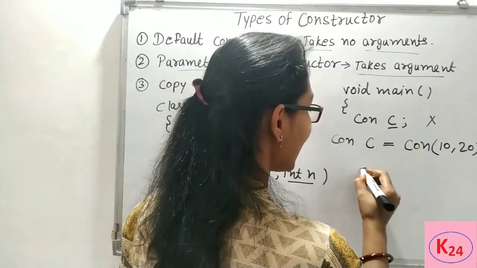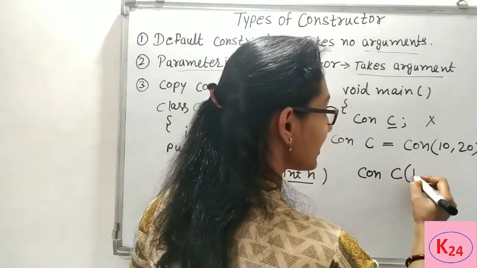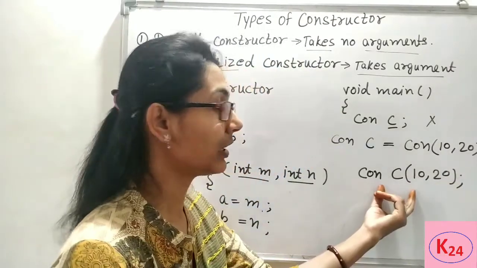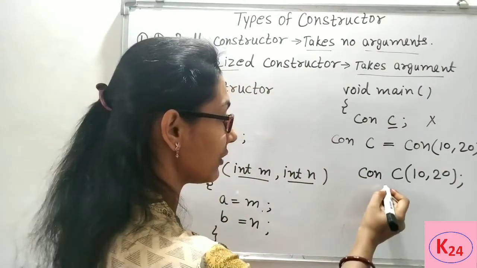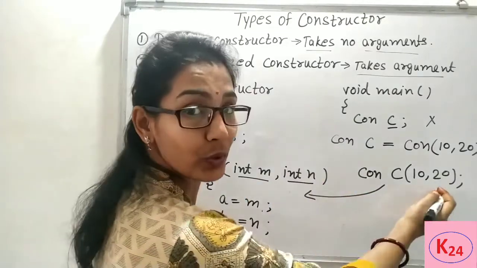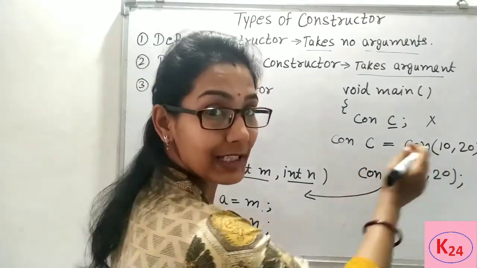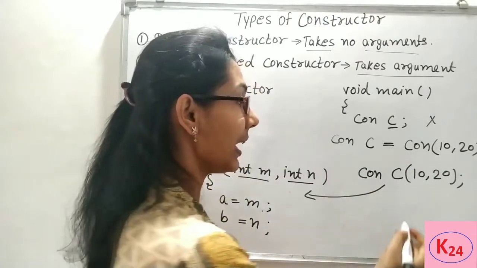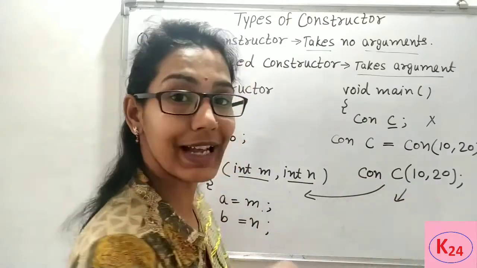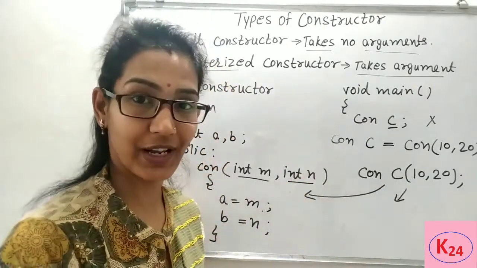For this we will write the class name, then the object name, and then we will pass the values as 10 and 20, suppose. So it will execute implicitly and it will call the parameterized constructor for m equal to 10 and n equal to 20. So there are two ways of calling the parameterized constructor. The first one is explicitly and the second one is implicitly, and this is also called the shorthand method, because in this we directly call the function. So this is implicitly calling the parameterized constructor.